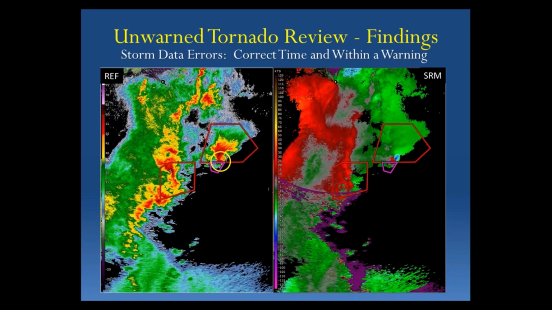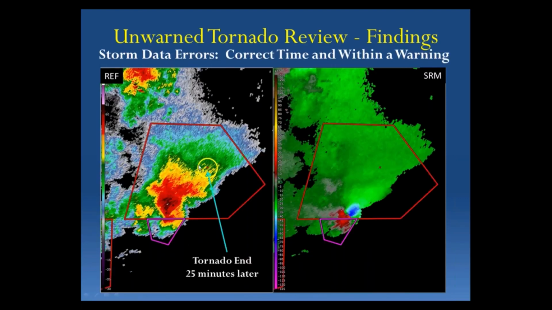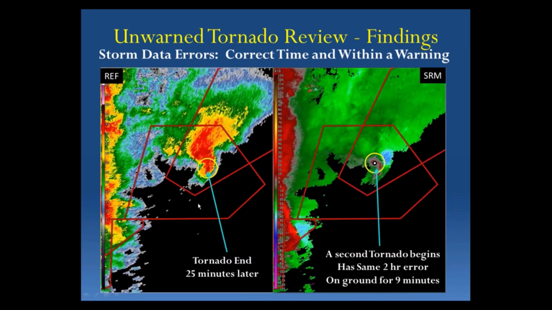This storm was on the ground for 25 minutes. And if everybody recalls how storm data works, tornadoes are verified per minute. So that's 25 unwarned minutes that occurred with this storm. That's the end point, when it ends 25 minutes later. So that entire track went unwarned per storm data, even though it was actually inside of a warning. And that's a huge hit to our statistics with that event. In addition, we had a second tornado that occurred within that warning and a second warning that was issued. That was on the ground for 9 more minutes. So in total, we had 34 minutes of unwarned tornado time due to 2-hour errors in storm data.